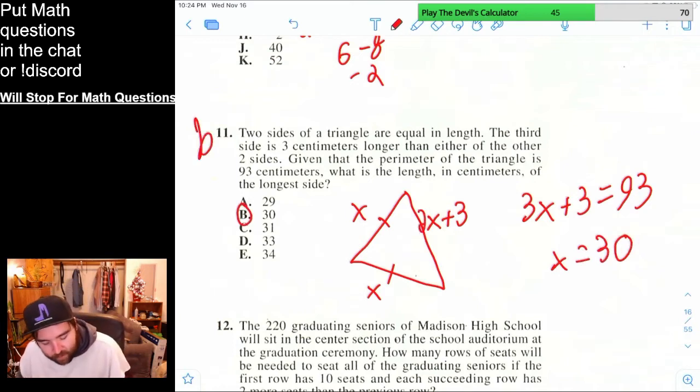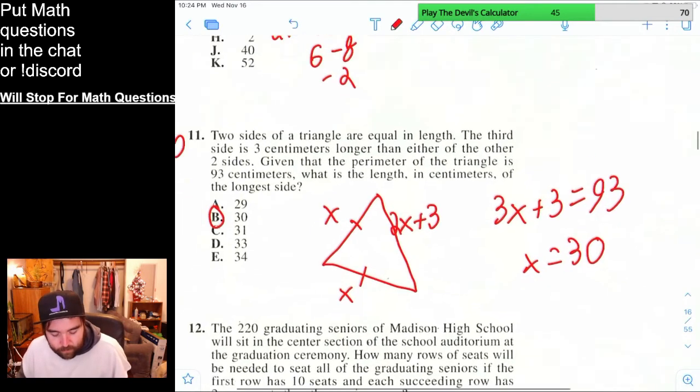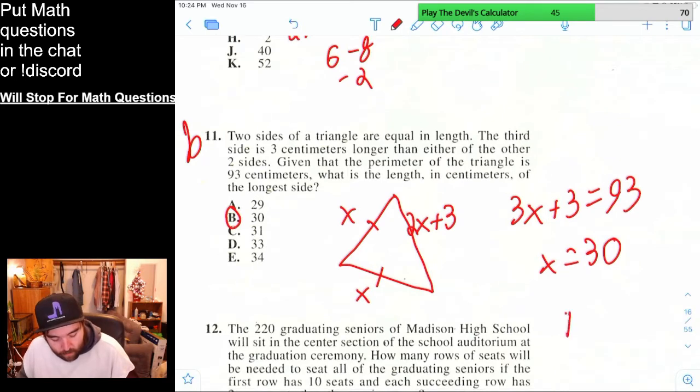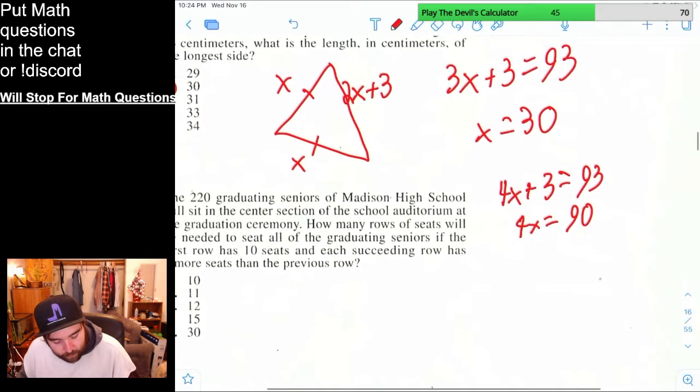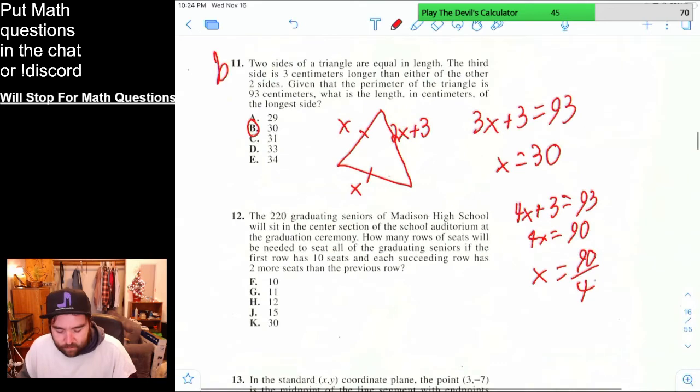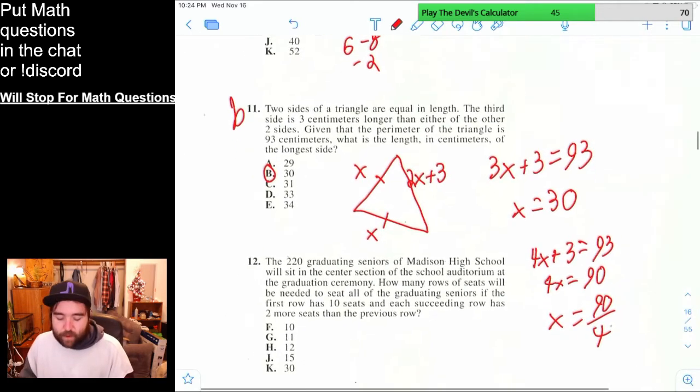And see, I bet even if we tried to think about combining those two together, and then the other one is 3 bigger, that would be 4x plus 3 equals 93. So then 4x equals 90. So then x equals 90 over 4. And that's not even an answer choice, because that's 22.5. So they were kind about that. Good.